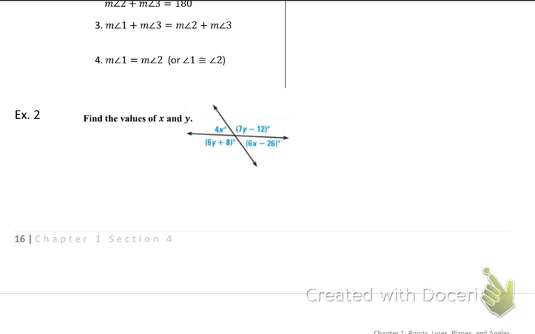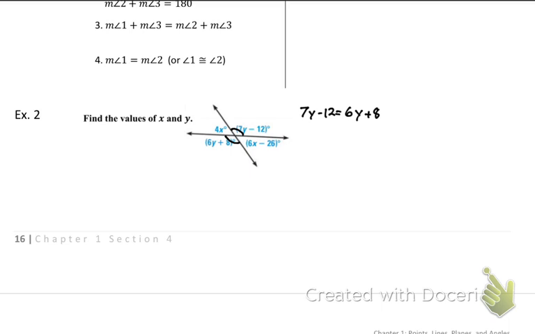Yeah, so we have vertical angles. Vertical angles means opposite ones are in fact congruent. So if I look here, these two angles are congruent. So we can set up an equation based upon congruency. If two things are congruent, they're equal to each other. So we can go ahead and write 7y minus 12 equals 6y plus 8. And then we just have to solve.